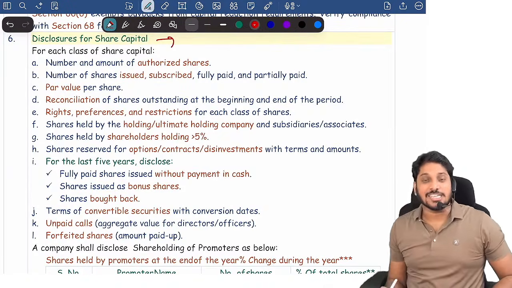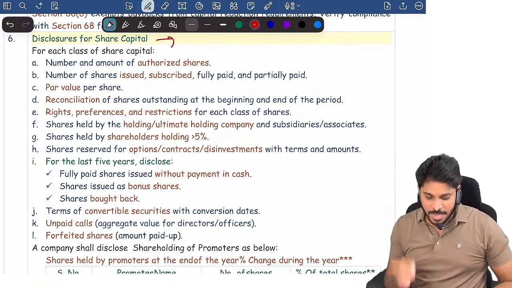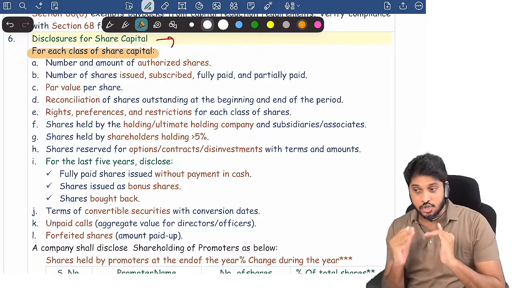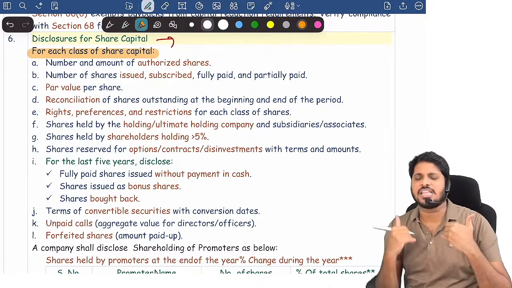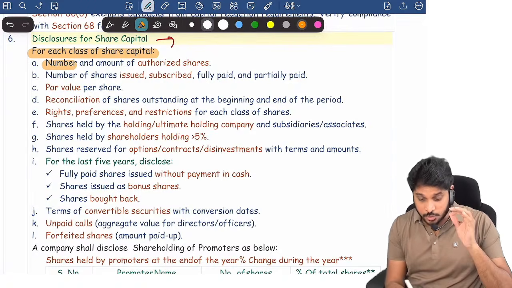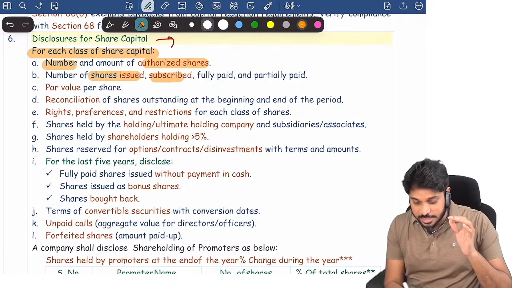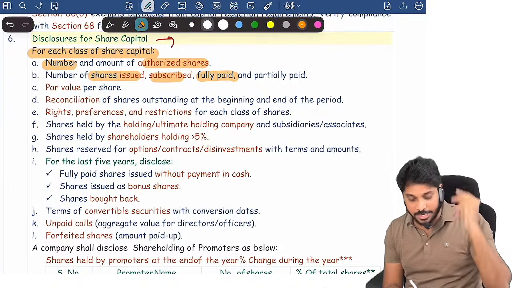Fine. Next, disclosure of share capital. What do we need to disclose in a company's share capital? What do we need to disclose for each class of share? For example, a company might issue multiple classes of shares. For listed companies, there is generally only one class of equity shares, but there is a possibility of multiple classes. For each class of share, how many shares were authorized, and how many were issued, subscribed and fully paid up. So authorized, issued, subscribed, paid up details.